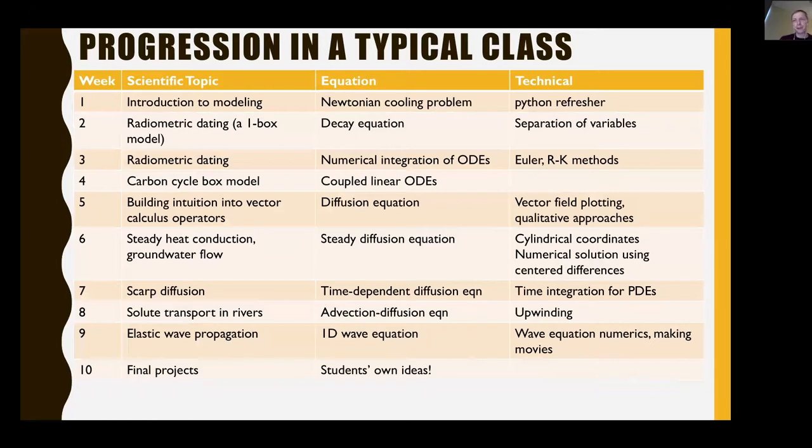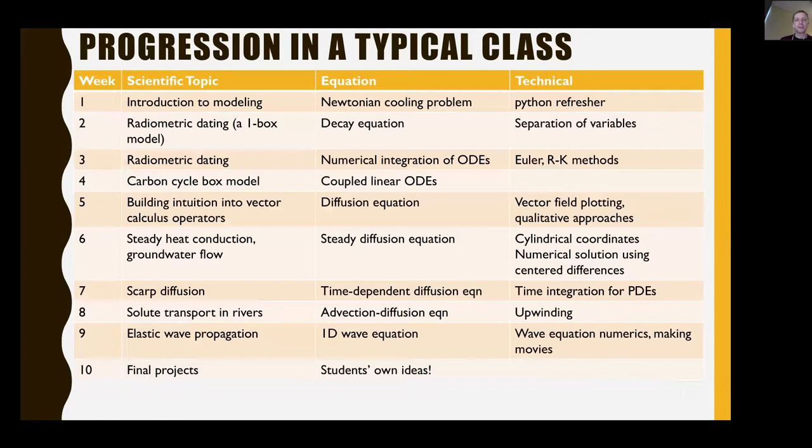We apply this both to heat conduction, so one-dimensional heat conduction with internal heating, and we also apply it to a groundwater flow problem that's solved in cylindrical coordinates, looking at flow towards a well, steady flow towards a well. So here the students are for the first time using centered finite difference approximation to solve a system of equations that's represented by a matrix multiplied by a vector is equal to another vector. So they're solving a linear system for the first time here.